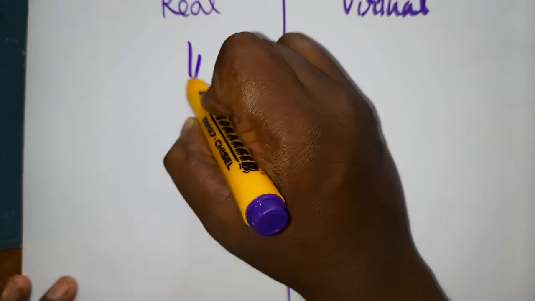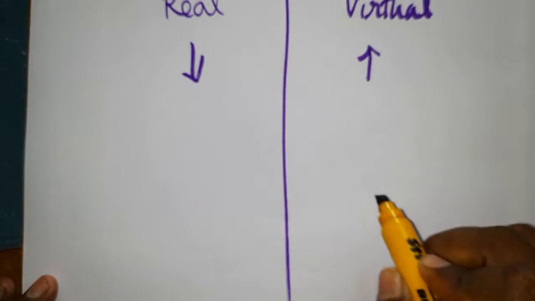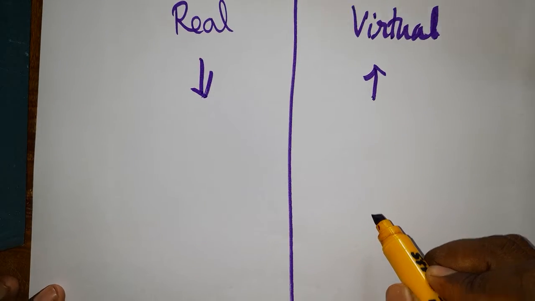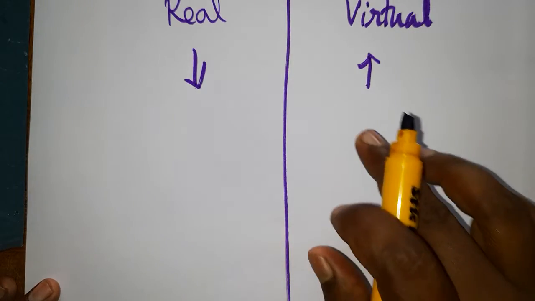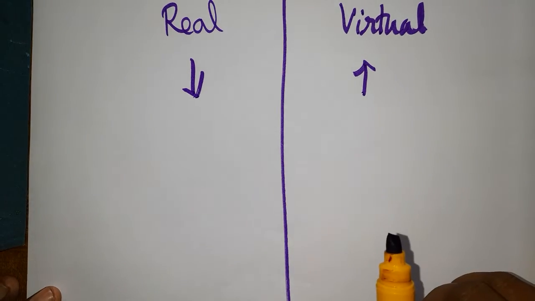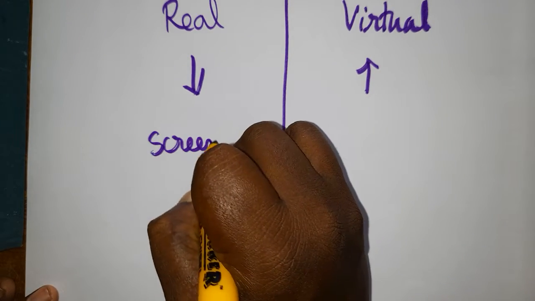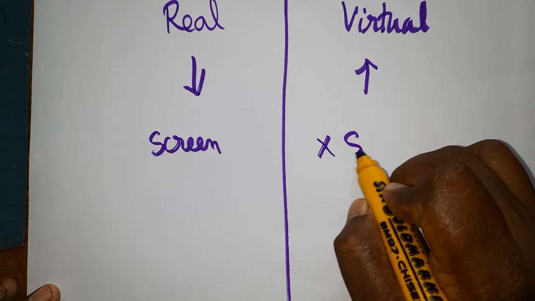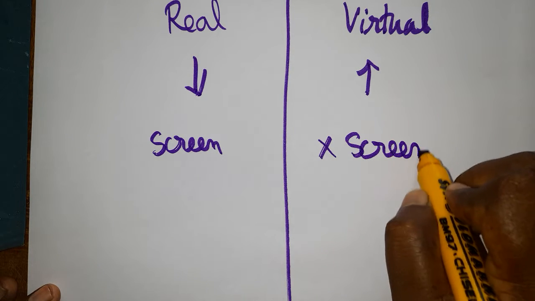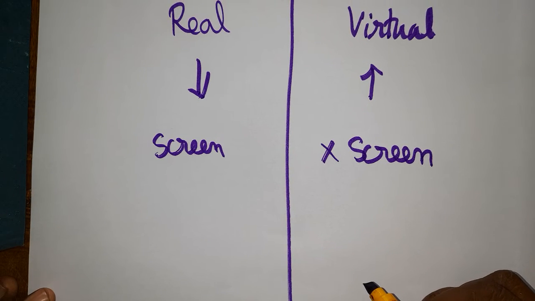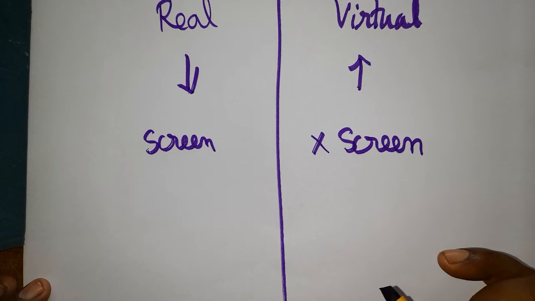A real image is always inverted, and a virtual image is always upright. A real image is formed by actual intersection of rays, while a virtual image is not. Real images can be formed on a screen, but virtual images cannot. You can see a real image, but you are not able to see a virtual image.